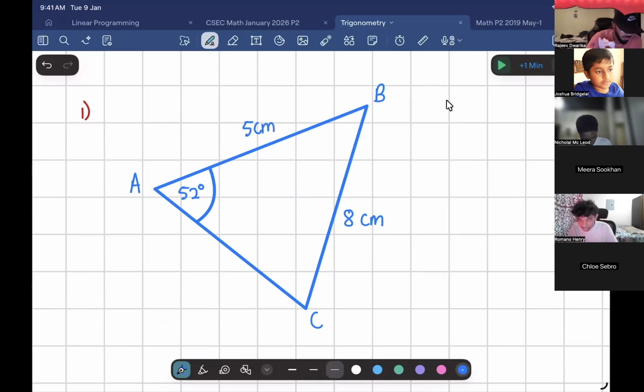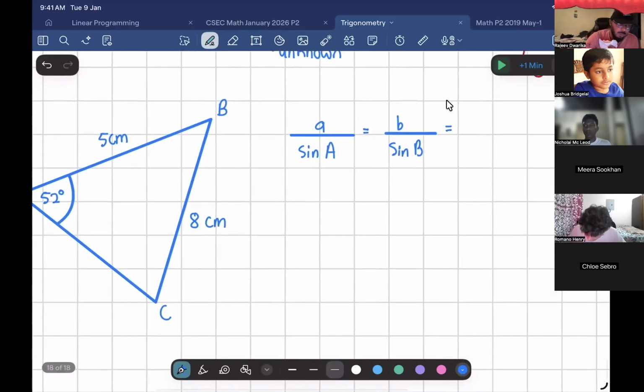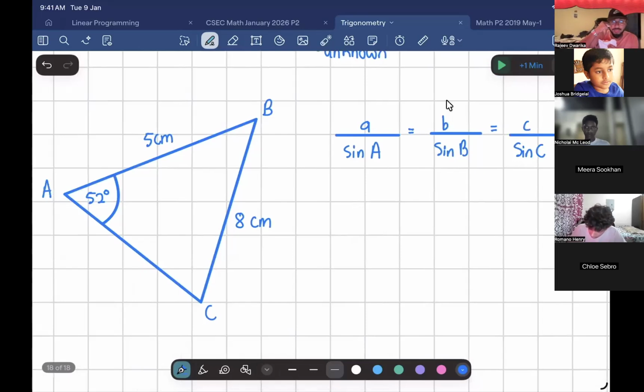Okay, so guys, what would the sine rule for this question look like? It'd be A over what? Sine A. B over sine B. C over sine C. Now we are only going to select two out of these three.